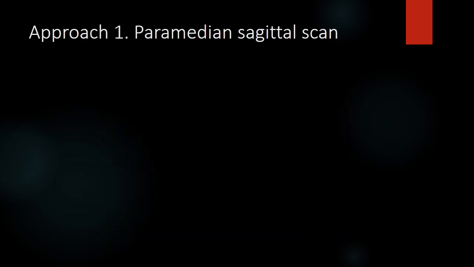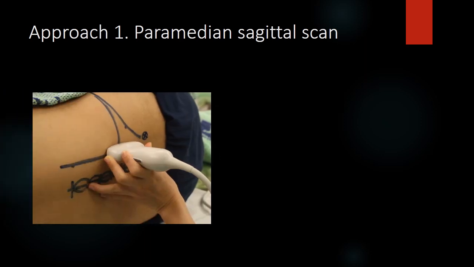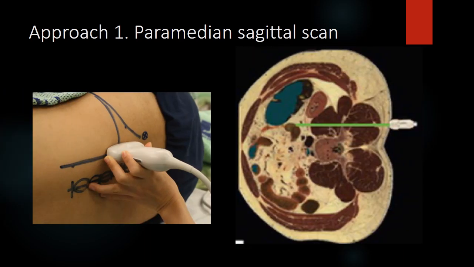First approach, paramedian sagittal scan of the lumbar paravertebral region. In this approach, the ultrasound transducer with its orientation marker directed cranially is placed over the sagittal scan line, which is a line 4 cm lateral and parallel to the midline, at the level of the iliac crest.